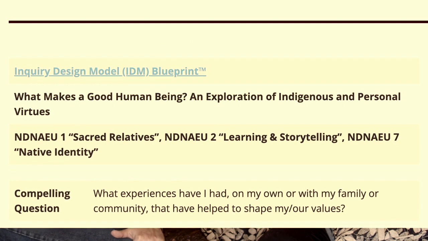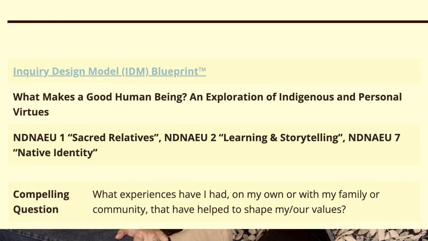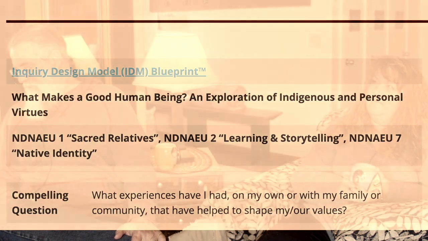So we begin with that compelling question. And in this one, the compelling question is, what experiences have I had on my own or with my family or community that have helped to shape my or our values? So this is a values sort of lesson, thinking about human values, which could be an entry into thinking about things having to do with laws that are made, with norms that are established in communities, policies, things like that. A good civics lesson, really, because that comes out of basic human values.